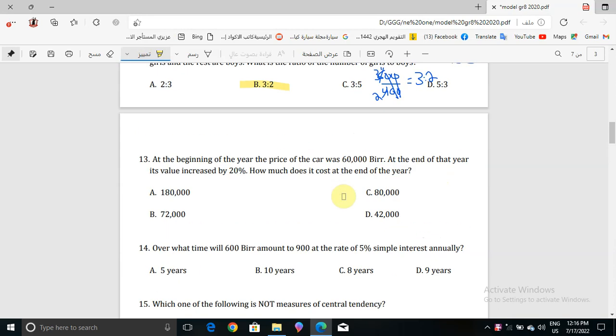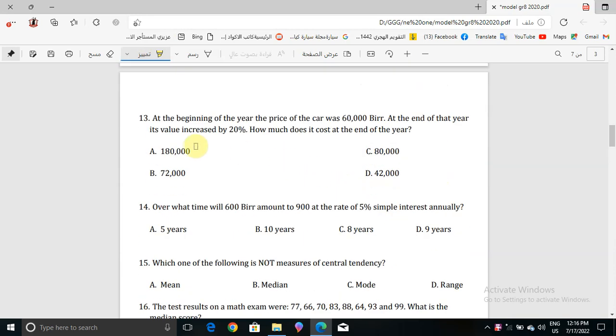Okay, now question number 13. At the beginning of the year, the price of the car was 60,000 per. At the end of that year, its value increased by 20%. How much does it cost at the end of the year? After using the formula, you will get the answer, which is choice A.